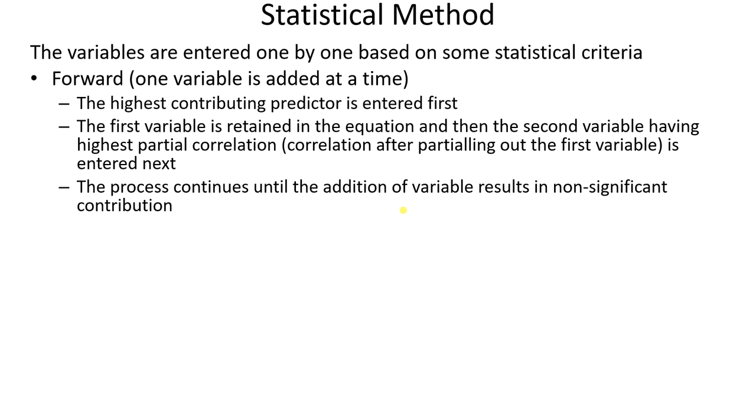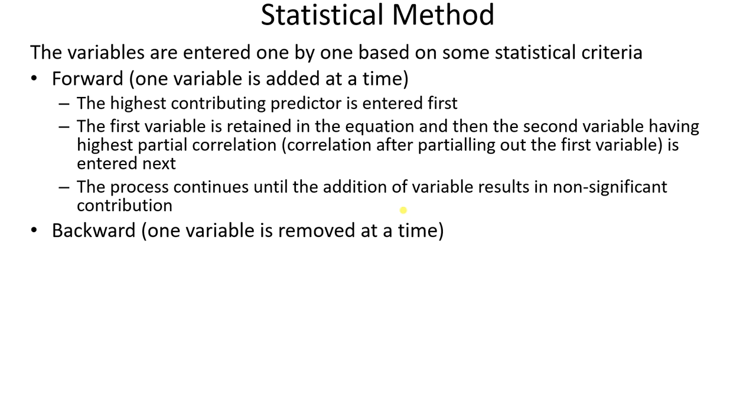And this process will continue up till a stage when the addition of variables results in non-significant contribution. Again, statistical criteria decide what contribution is significant and what is not significant. And then we stop. So in this method, this will not result in a full model. Only selected variables will be entered in the equation. Another method or strategy in the statistical approach is the backward elimination method.